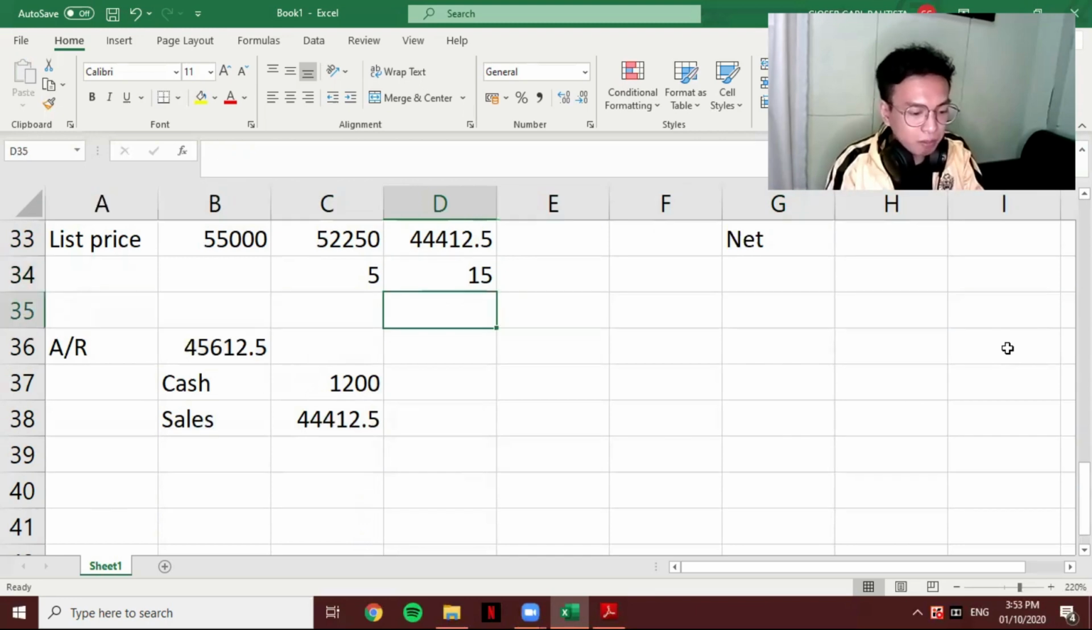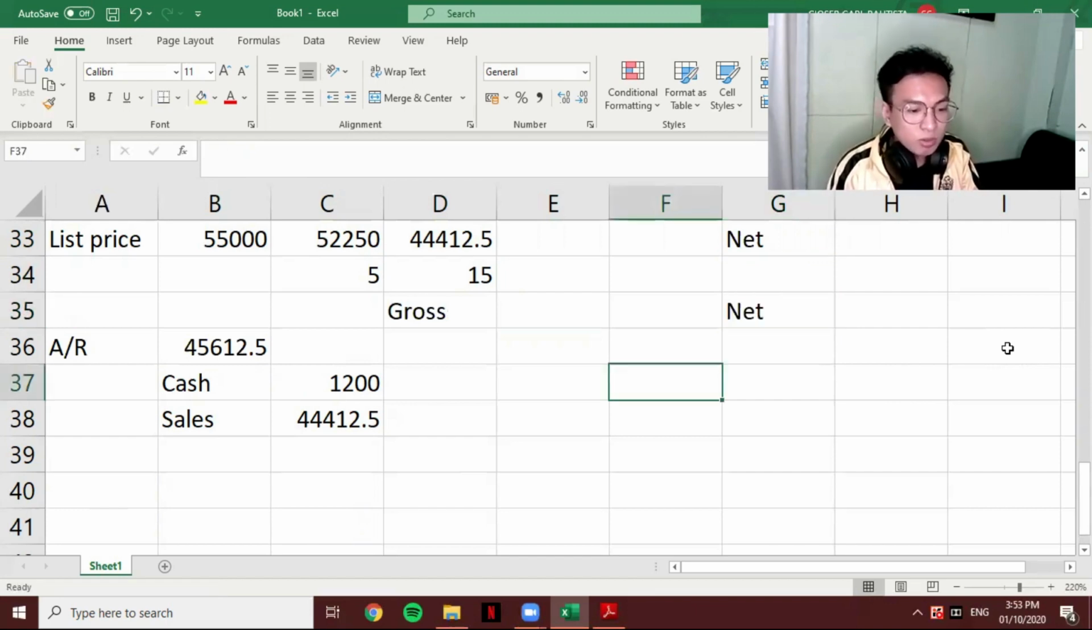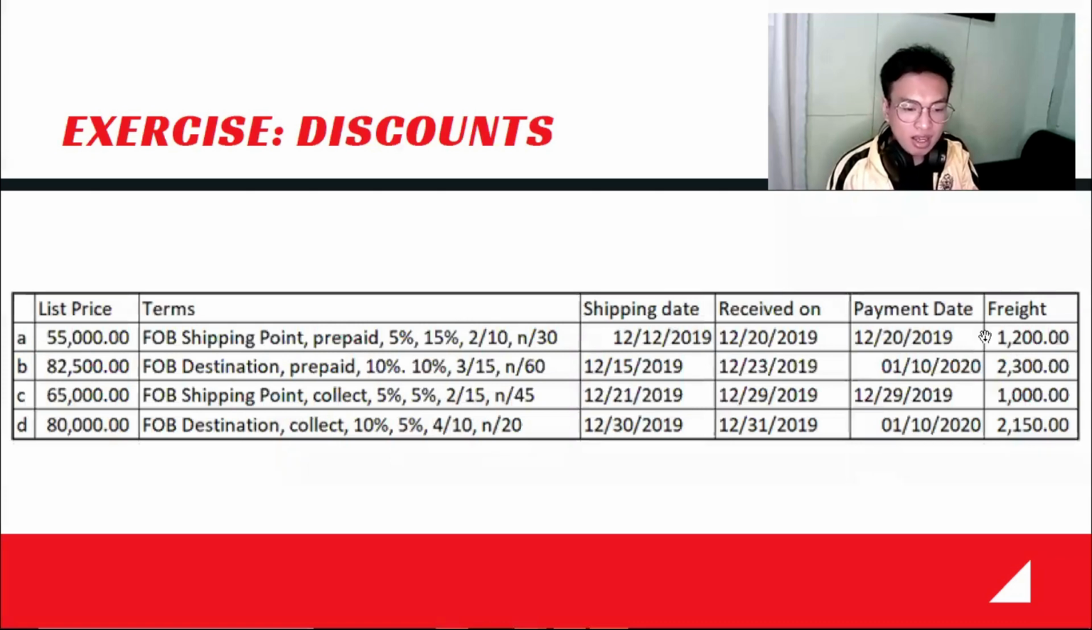What if they paid within and outside the discount period? Assume na natin parehas. But in this transaction, nabayaran niya ba within the discount period? Sabi natin, the invoice date will be same as the shipping date.